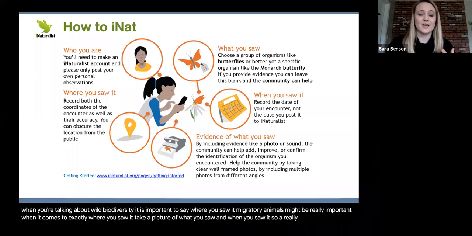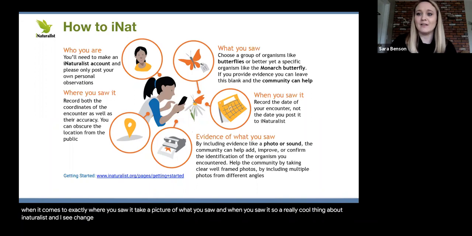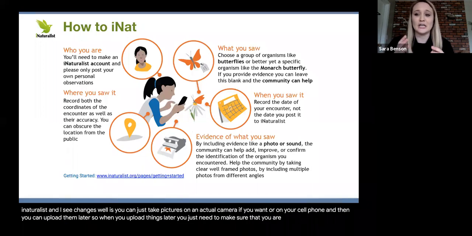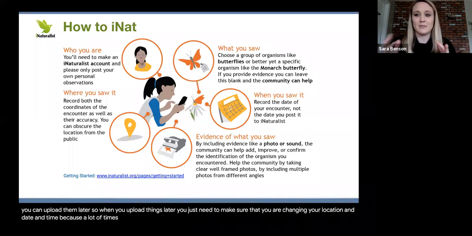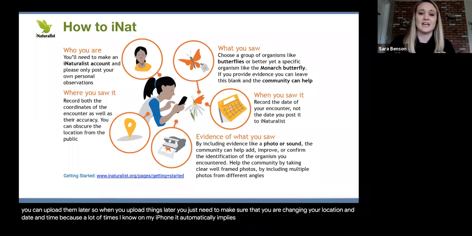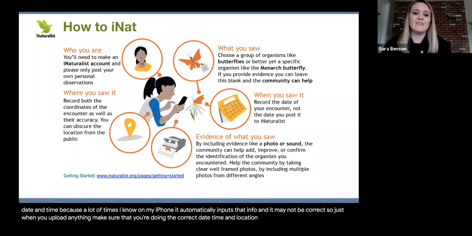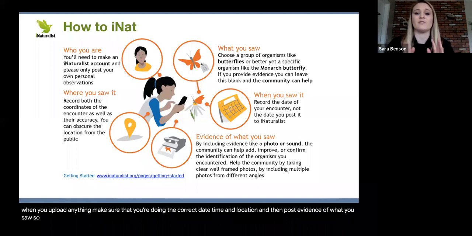So a really cool thing about iNaturalist and iSeeChange as well is you can just take pictures on an actual camera if you want, or on your cell phone, and then you can upload them later. When you upload things later, you just need to make sure that you are changing your location and date and time, because a lot of times, I know on my iPhone, it automatically inputs that info and it may not be correct. So when you upload anything, make sure that you're doing the correct date, time, and location. And then post evidence of what you saw, so some sort of picture or sound.